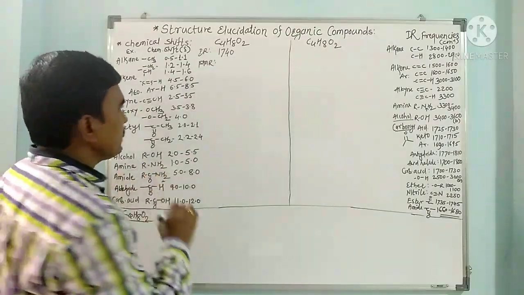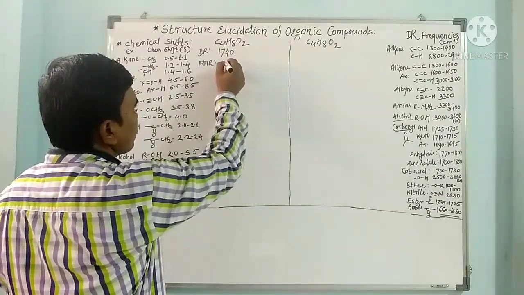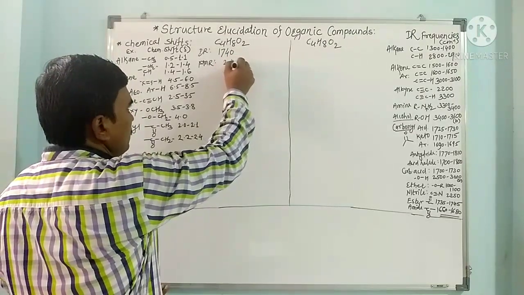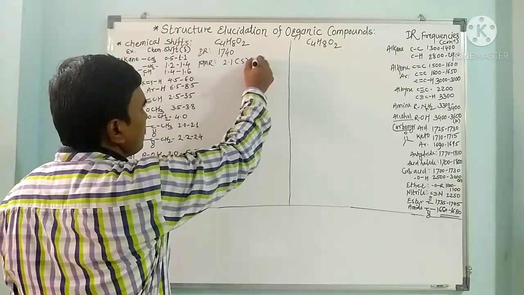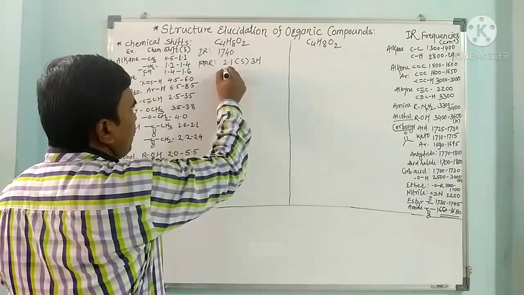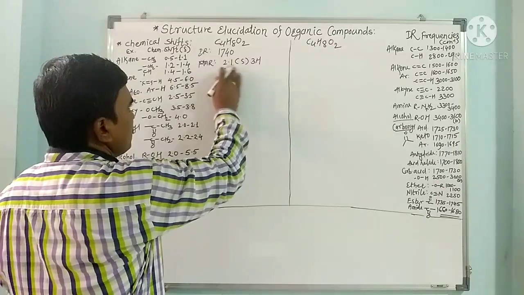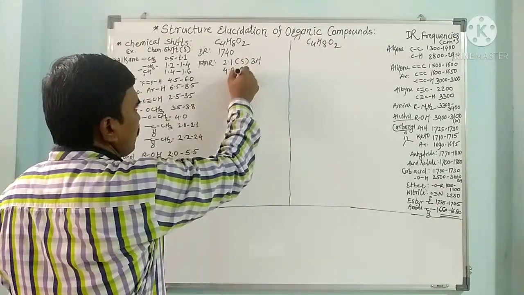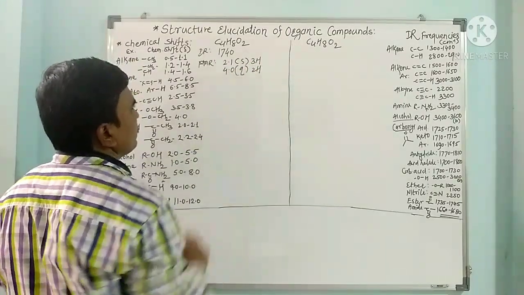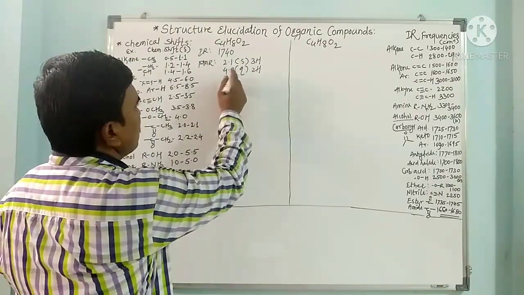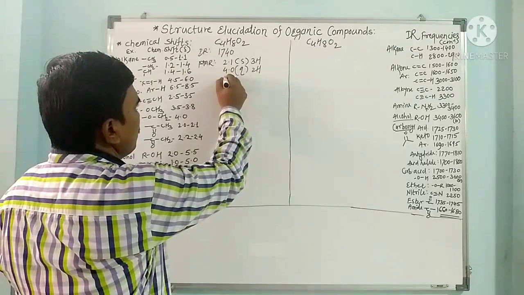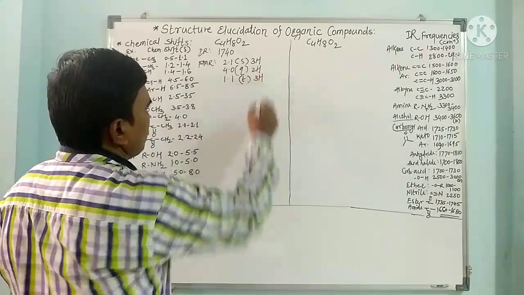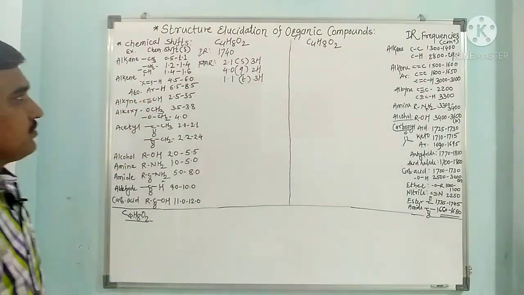we have 3 signals, one at 2.1 singlet given by 3 hydrogens, at 4.0 quartet given by 2 hydrogens, and here at 1.1 triplet given by 3 hydrogens. Now I have to determine the structure.